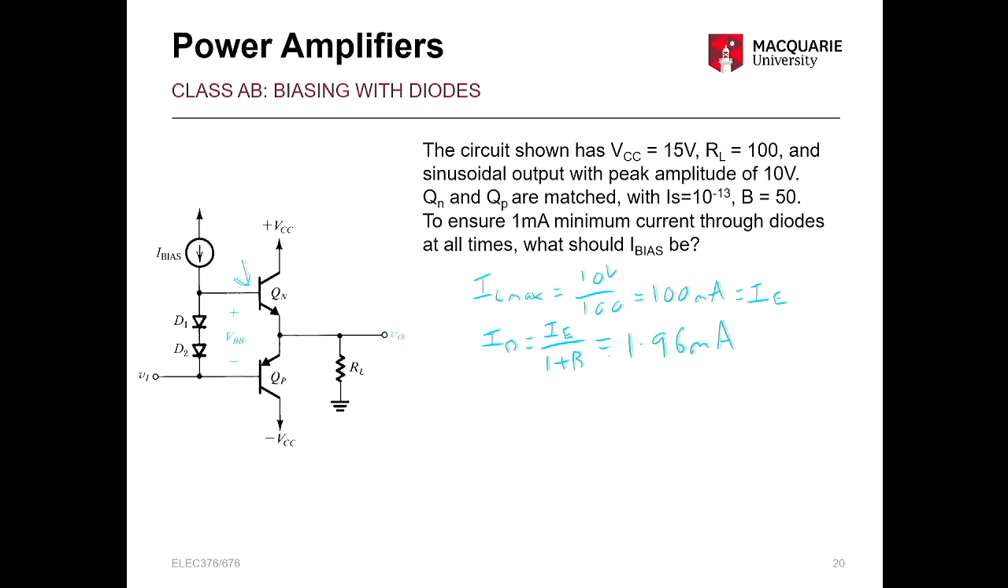But we also need 1 milliamp to go through the diodes. So that means our I bias will need to be just the sum of those. So 2.96 milliamps. Then you've always got sufficient current to cover your base requirements and keep the diodes running at 1 milliamp. Make sense to everybody?